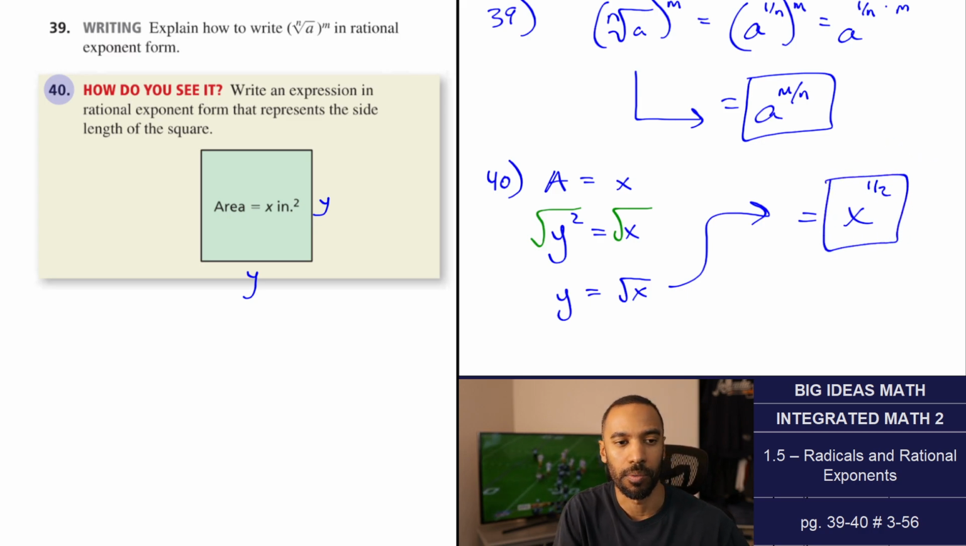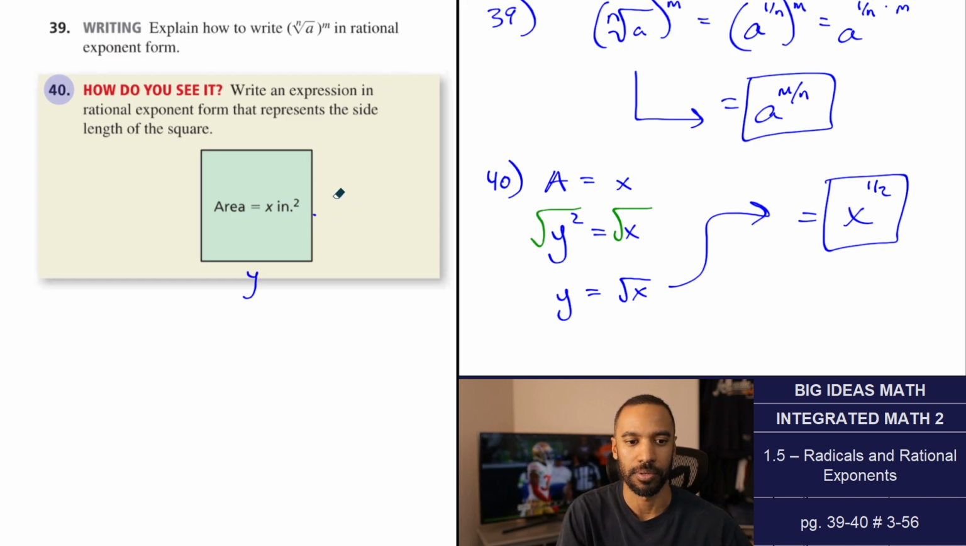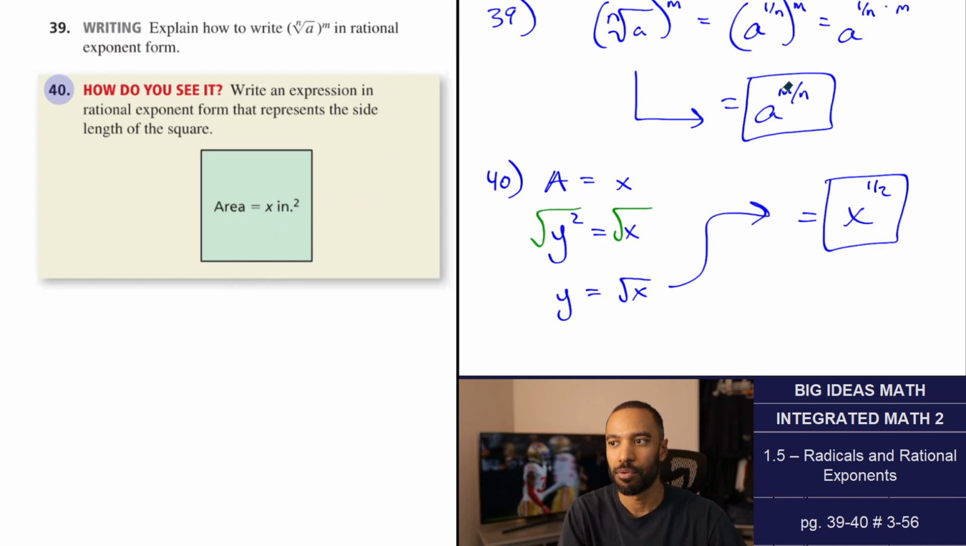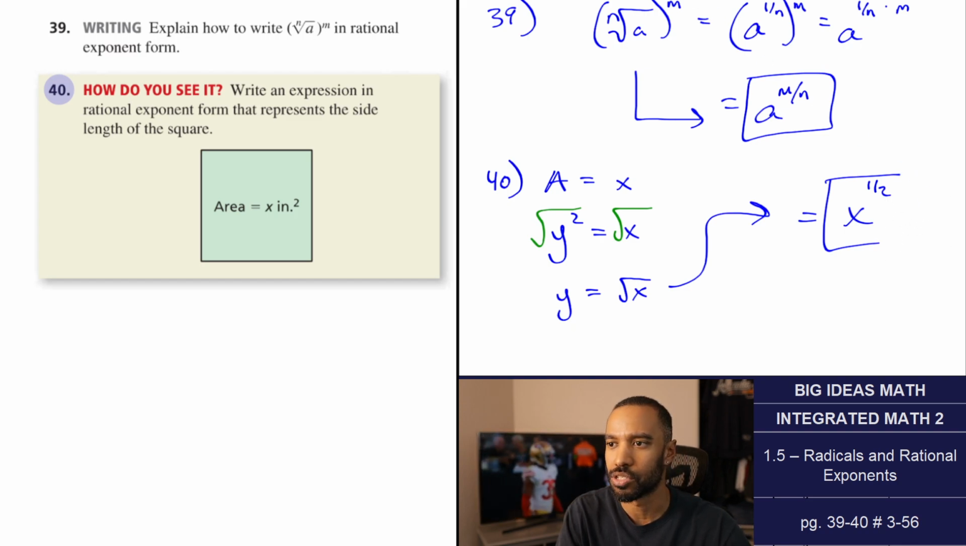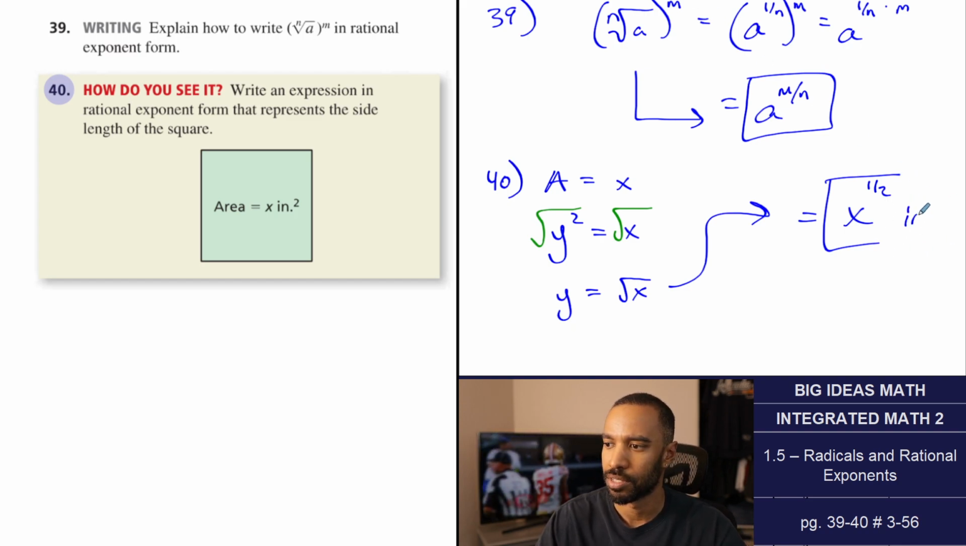I wrote more than what was needed, but I want to make sure you understood why I was taking the square root in that. And remember, the other thing's not squared. Oh, I also need the units. This is going to be in inches.